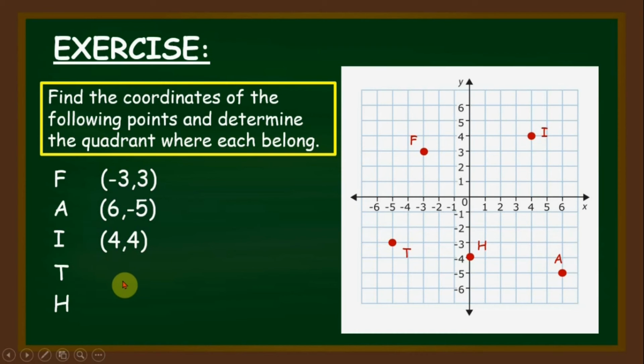Now, for point T, here's our point T. We start with our origin, which is (0, 0). Starting with the horizontal movement, we're trying to track point T. So 1, 2, 3, 4, 5. We have moved 5 units to the left. That means our x should be -5. And now for the y, 1, 2, 3. We have moved 3 units downwards. That means our y coordinate should be -3. That is why our answer is (-5, -3).